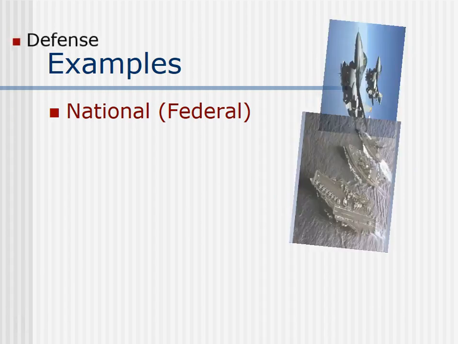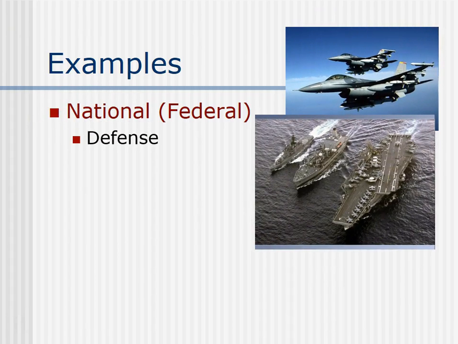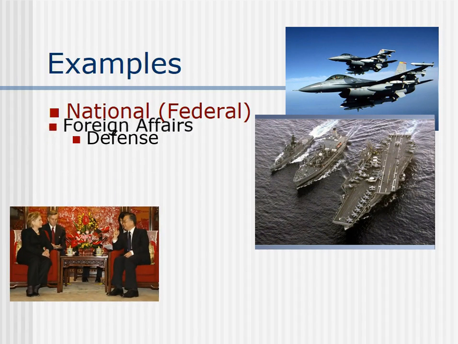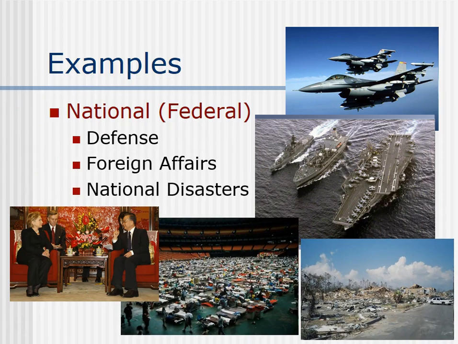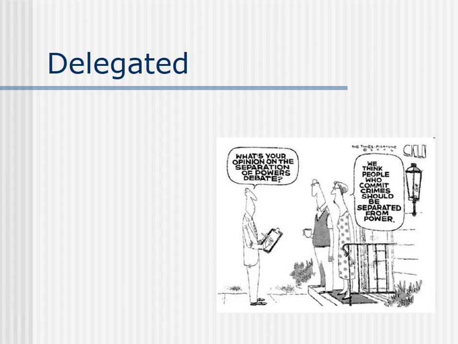Some things that the national government can do. The national government is responsible for national defense, so forming a military. The national government can control foreign affairs. They can negotiate with other countries. The national government can intervene in a state of a natural disaster. So, for example, when Hurricane Katrina hit down in New Orleans, the national government stepped in to help out.